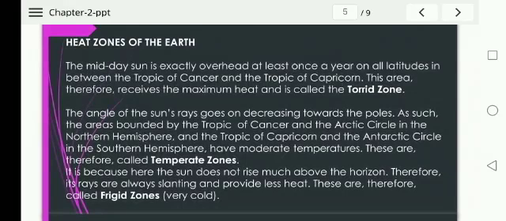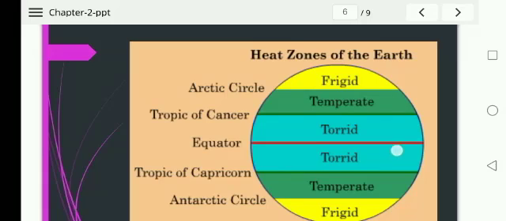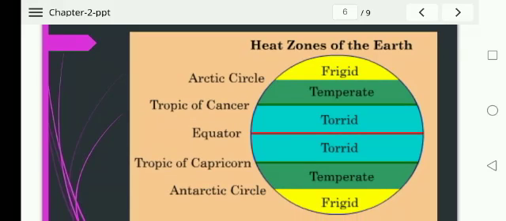And the last one. Here the sun does not rise much above the horizon, and therefore its rays are always slanting and provide less heat, and these are therefore called the frigid zone. Very cold, as you can see in this image. The frigid zone: Arctic Circle to North Pole and Antarctic Circle to South Pole. Okay, I think all these points are clear.